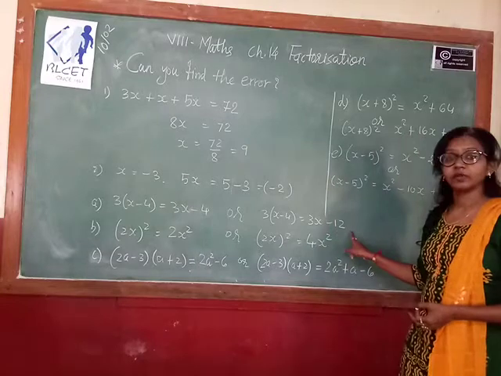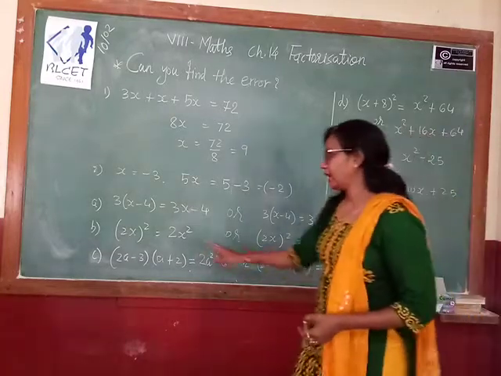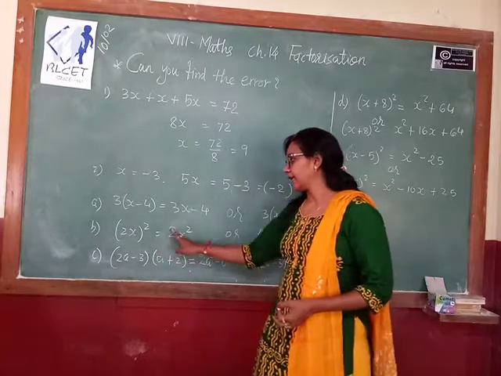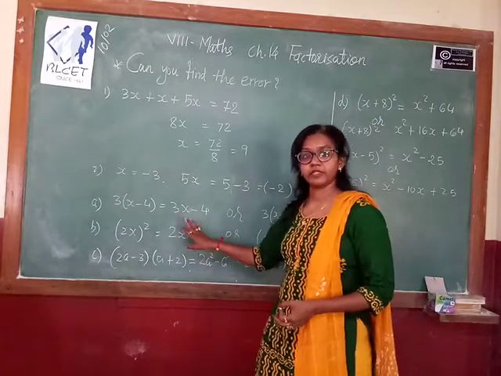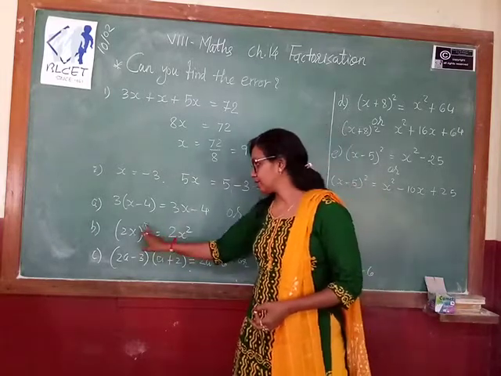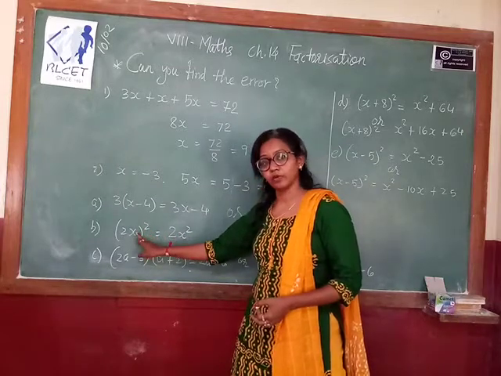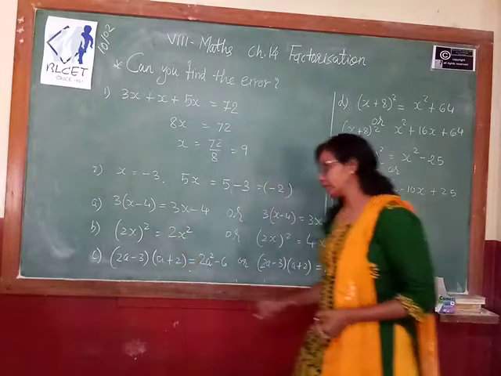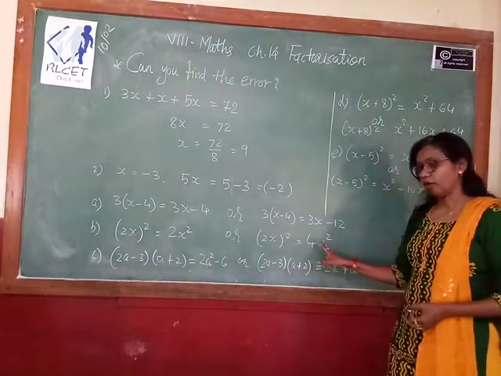3x minus 12. Next we have 2x whole power 2. Sometimes we write directly 2x square, which is wrong, because the power 2 applies to x and also to 2: 2 power 2, x power 2. So what is the correct answer? 4x square.